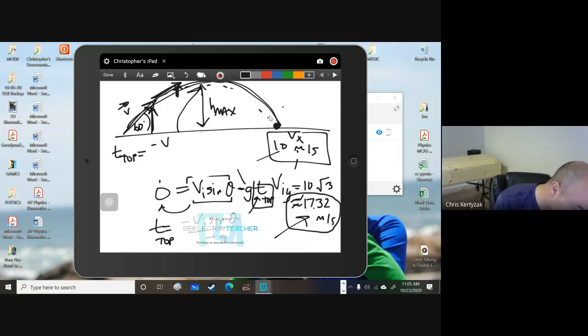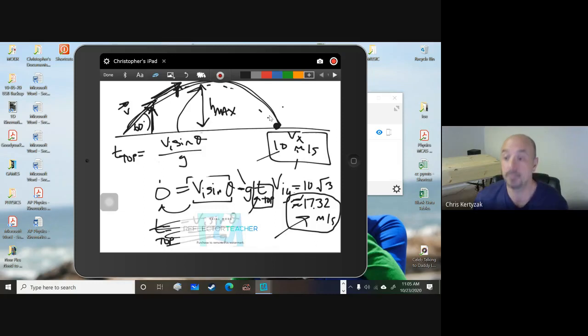So what I just wrote down here was negative vi sine theta over negative g. You couldn't see it because of the icon there. I'm just pointing out the negative and the negative would cancel, right? Negative divided by a negative is plus. And that's the amount of time to get to the top. It could be the question, what is the formula for the time to get to the top?